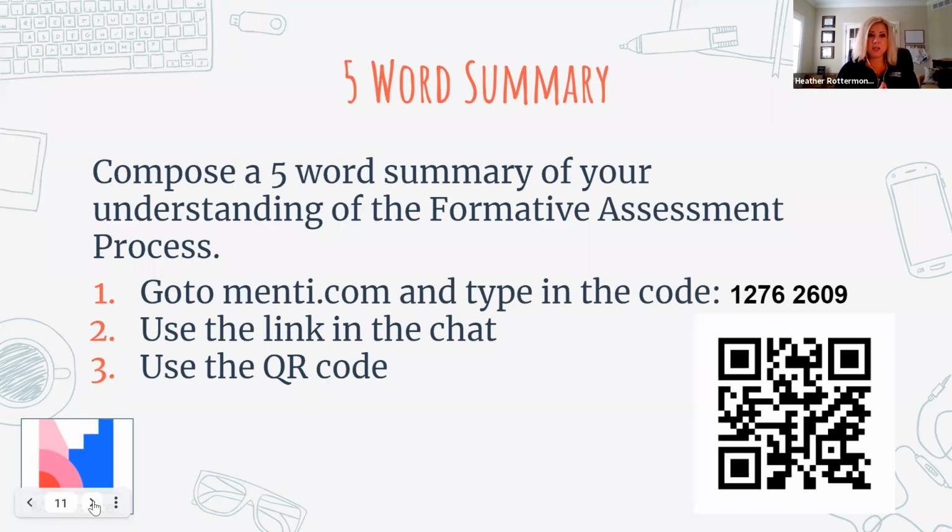And there's 3 ways that you can get to Mentimeter. I love Mentimeter. It's a quick way to do a poll. You can ask a multiple choice question. I'm leaving it a little open-ended, so you'll see how that'll look in just a moment. You can either go to menti.com and type in that code, and you can even do it from your phone or mobile device. You can click on the link in the chat that Jason's going to throw in, or you can open up your photo app on your cell phone, and you can hover over the QR code. So, a 5-word summary of your understanding of the formative assessment process.